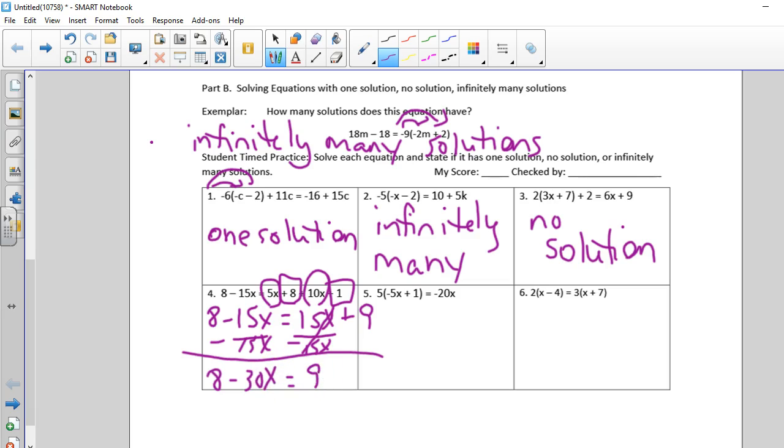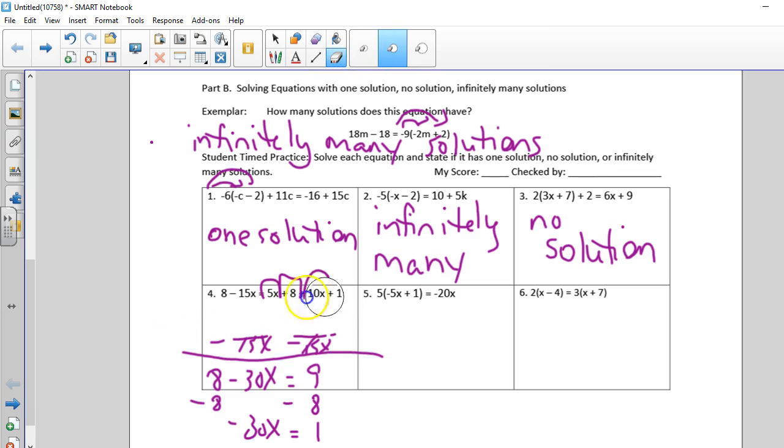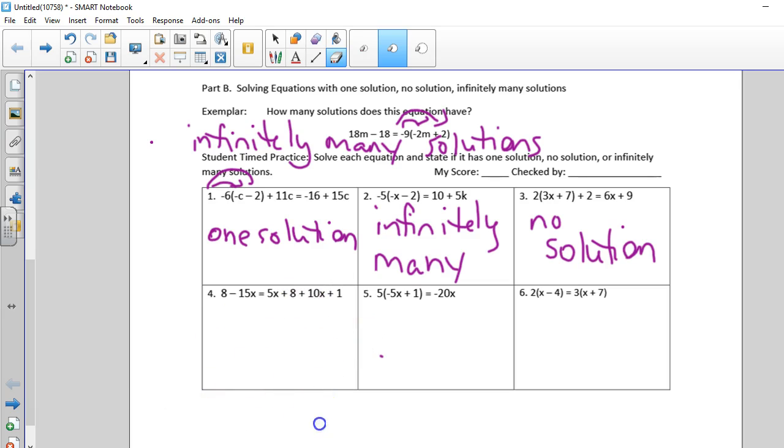The next step that we have to do is eliminate the constant from the left side. When we eliminate the constant from the left side, we end up with negative 30x equals 1. And so when we divide by negative 30, we get one solution. We don't have to keep going, though. We can tell it's a solution. So we're going to stop there because this is a one solution answer. One solution.